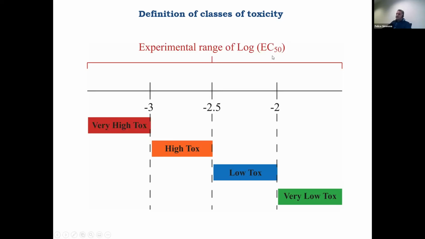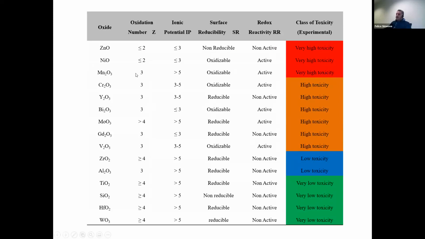Now, based on the available data, we have here a list of metal oxide nanoparticles for which we have determined all the values of these parameters: oxidation number, ionic potential, surface reducibility. Okay, here these are categorical variables. This is important. Surface reducibility and redox reactivity, so that we can classify the nanoparticle as active or non-active from the redox point of view, and then associate to a class of toxicity that you can see here. These are experimental data.